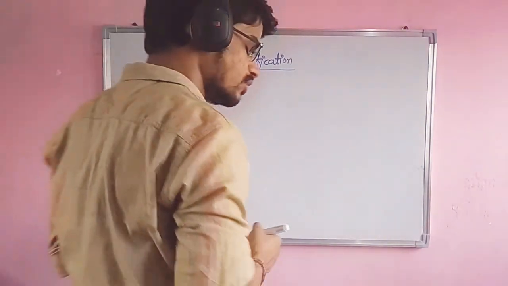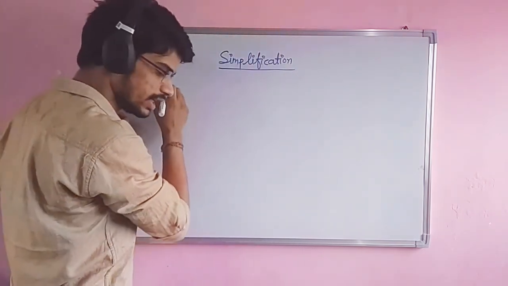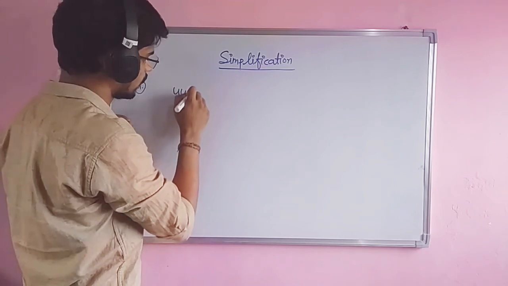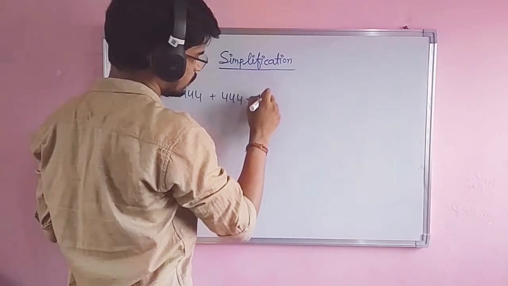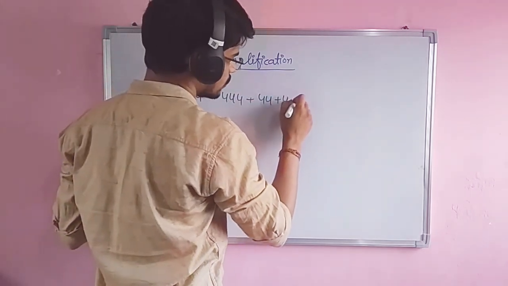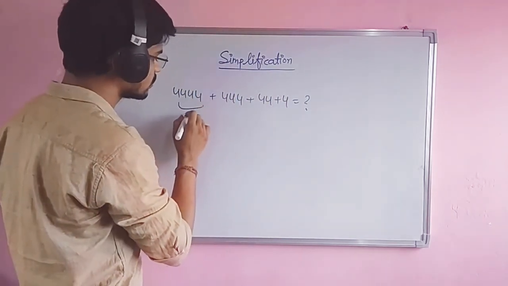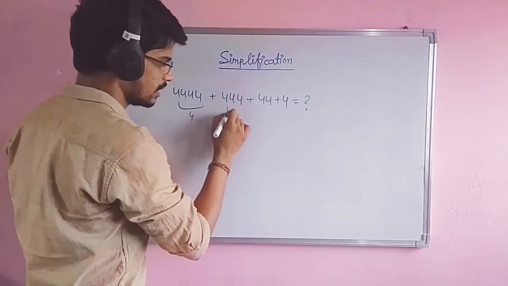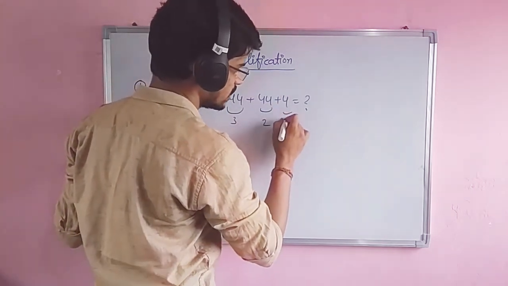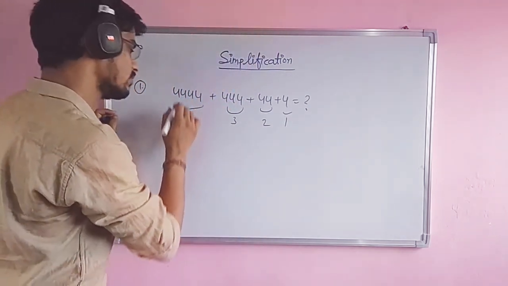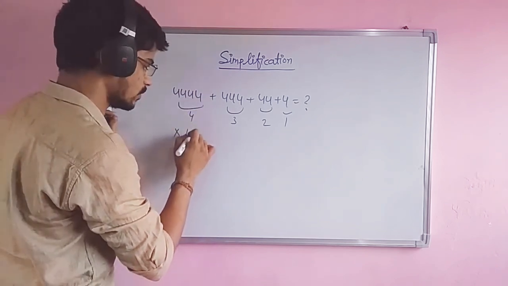If we have a question of the second type, that is question number 1 of the second type, that is 4 plus 44 plus 444 plus 4444, the addition is how much? Here is how much times the 4? Multiply by the value which is repeated, that is 4.